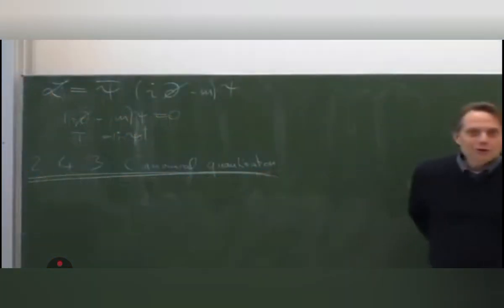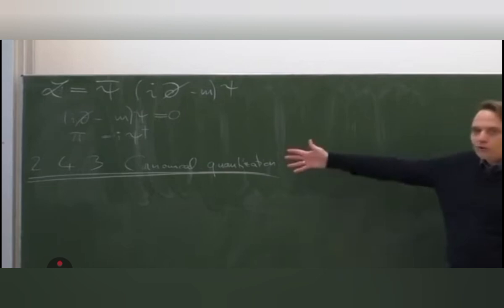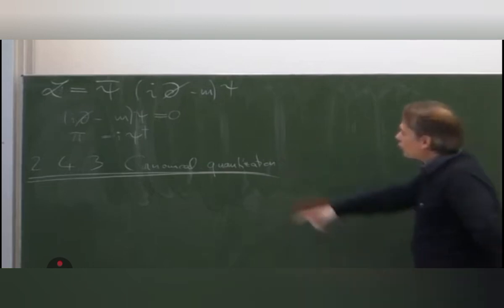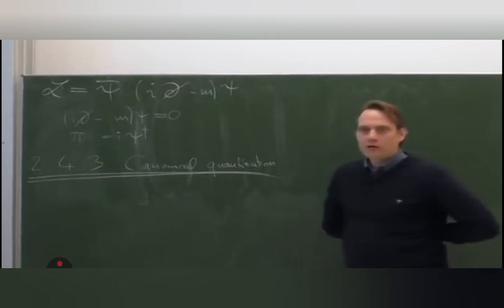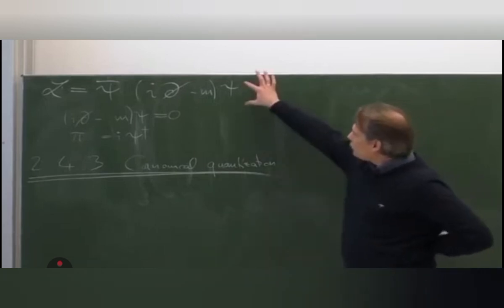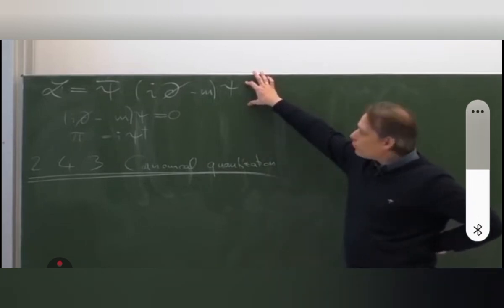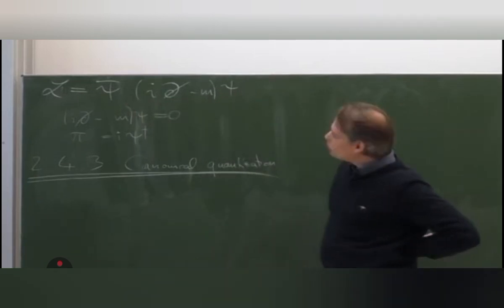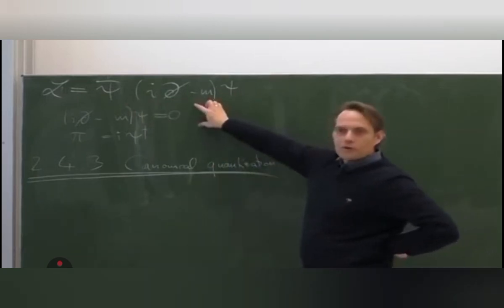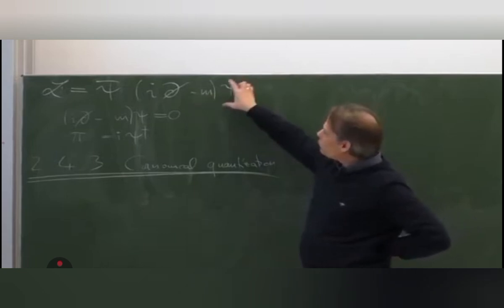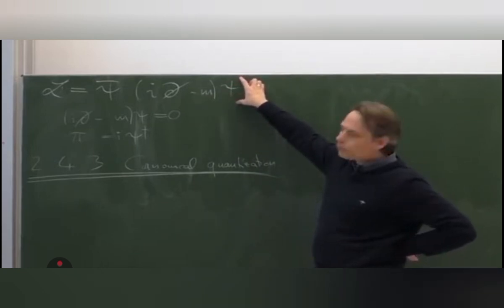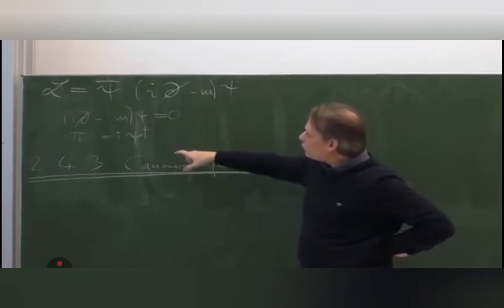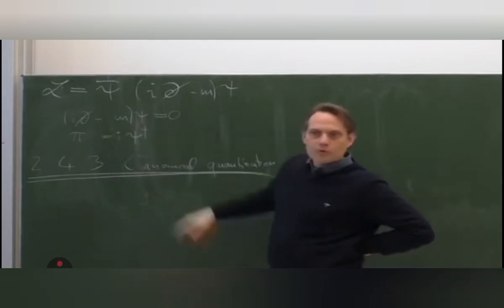Good, so welcome back. Let us continue with our quantization of the Dirac field. I have written here once again some highlights of the last lecture. This is the Lagrangian of the Dirac field, psi bar (i ∂-slash minus m) psi. This is the Euler-Lagrange equation, which is the equation of motion corresponding to this Lagrangian. It is the Dirac equation, (i ∂-slash minus m) psi equals 0.